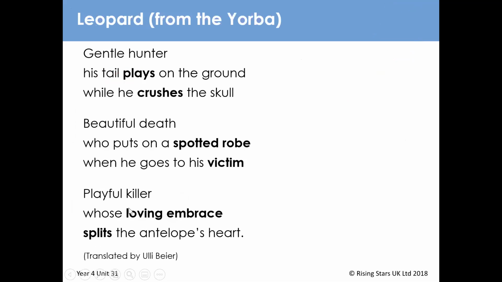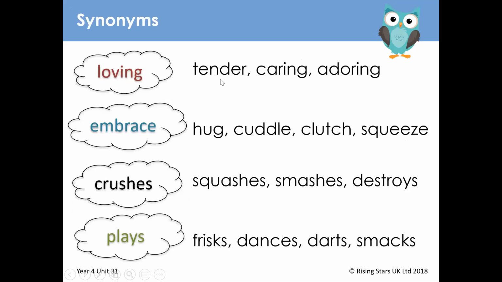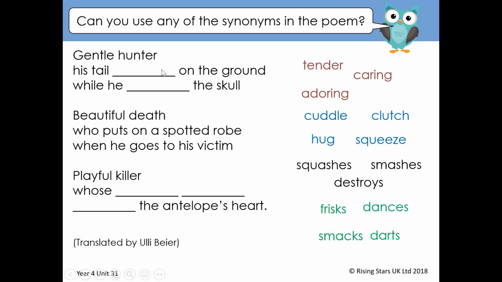So if we go back, we can see gentle hunter, his tail plays on the ground. So I need to choose a different word for plays to go here. So I could say gentle hunter, his tail dances on the ground, or gentle hunter, his tail frisks on the ground. So you could choose a synonym to add into the poem. So everybody will have different words or different ideas. So you can write your poem down on a piece of paper. So just pause the video and have a go at adding in some synonyms.